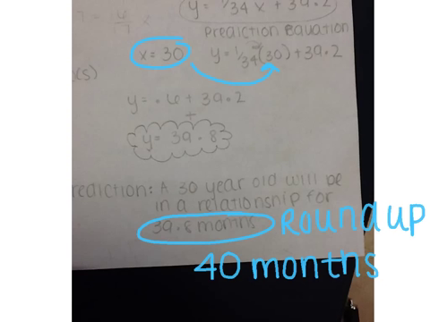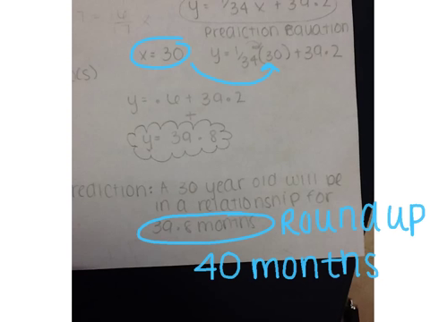That brings me to 39.8, which doesn't really make sense because months don't go by points. So my prediction is a 30-year-old will be in a relationship for 39.8 months, but you should round up since it's months and you get 40 months exactly. 40 months is my answer to my prediction equation, and that is where my graph got me.